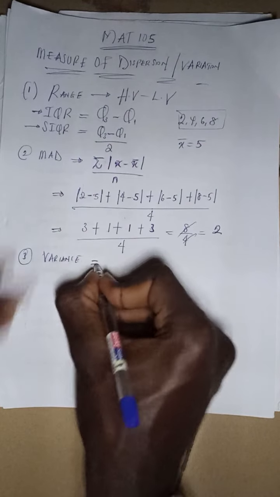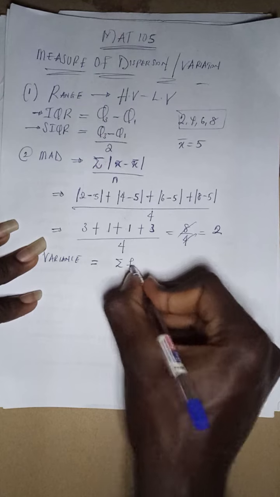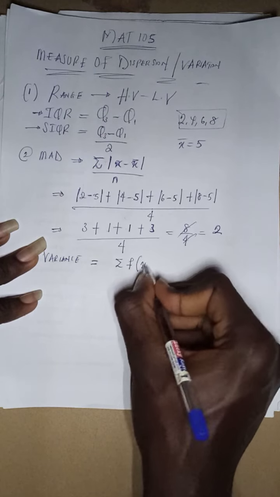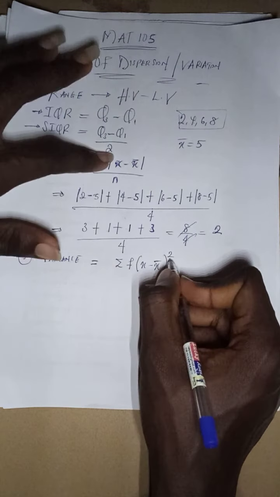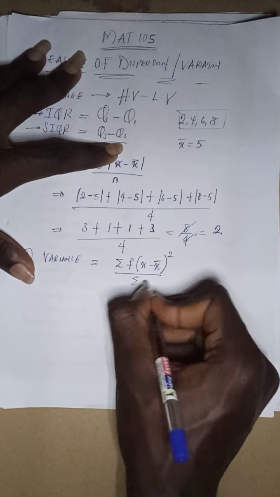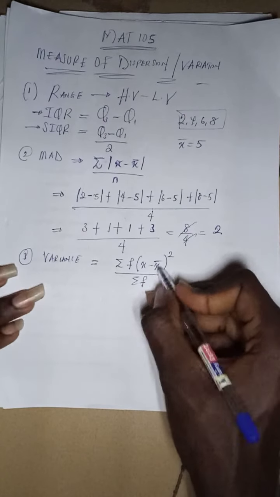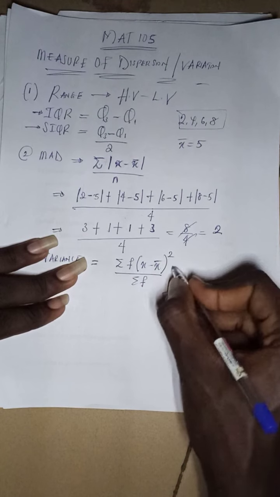Variance is always equal to the summation of f. Instead of taking the absolute, we don't need that. Just take x minus x bar. The difference between this formula and the previous one is that here you just have to square it, over summation f. That's all, and there's no absolute. When you square, even if you have a negative outside, it becomes positive. This is for group data, okay?